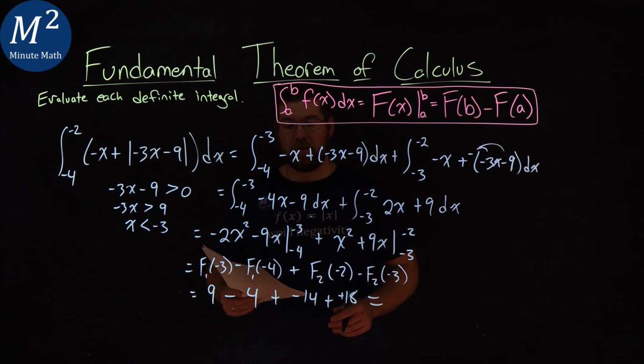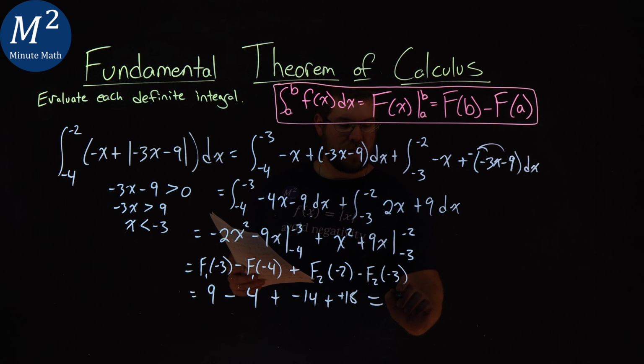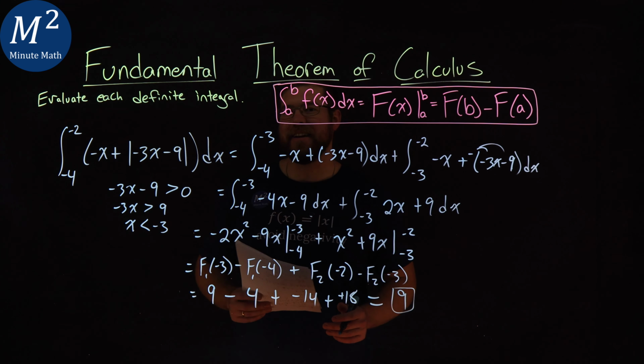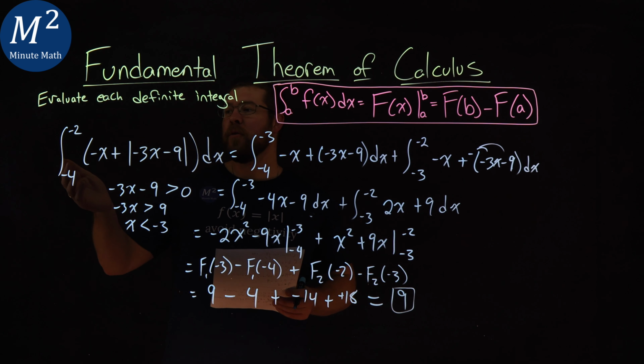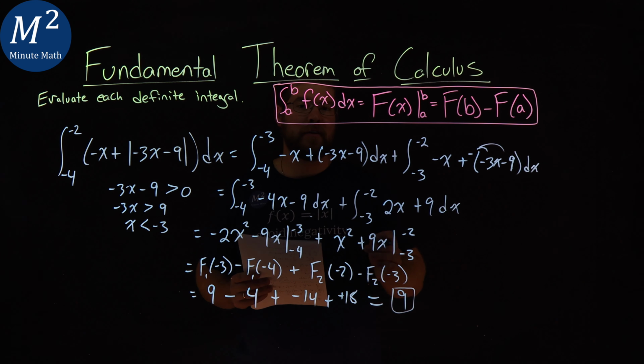9 minus 4 plus a -14 plus a positive 18 is a positive 9 when it's all said and done. So our integral from -4 to -2 of our function when broken up is a positive 9.